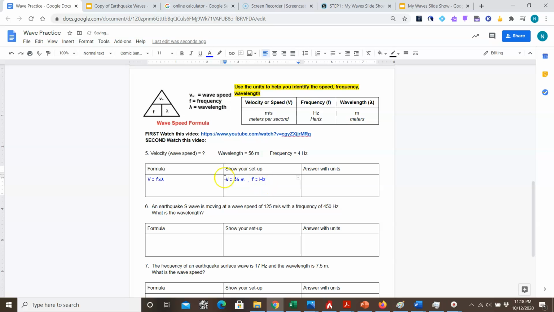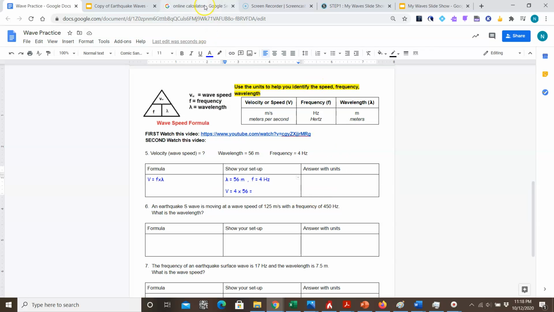Okay, now I'm going to plug these numbers into this equation. I'm going to rewrite the equation, V equals, but instead of putting in my variables, I'm going to put in the numbers. For frequency, oops, I forgot to write 4. Frequency is 4 hertz, so I'm going to do 4 times 56. That's the math I'm doing. For F, I plugged in 4, and for the wavelength, my lambda, I plugged in 56.